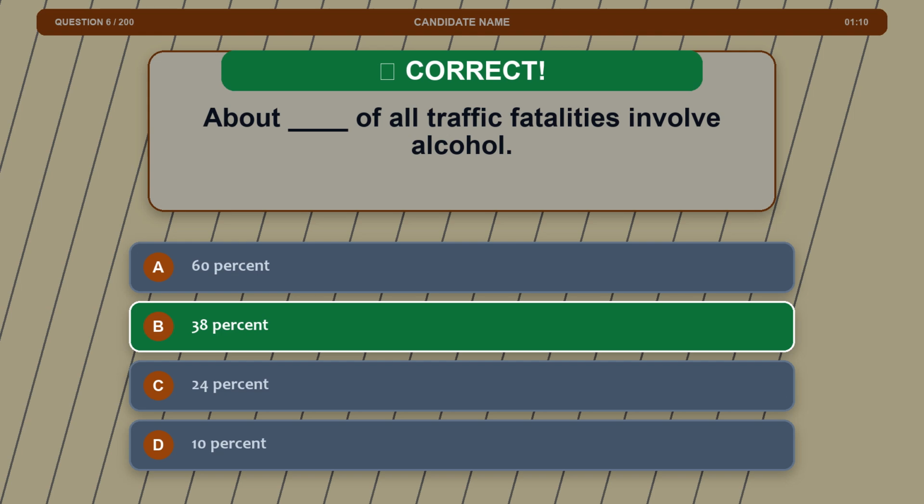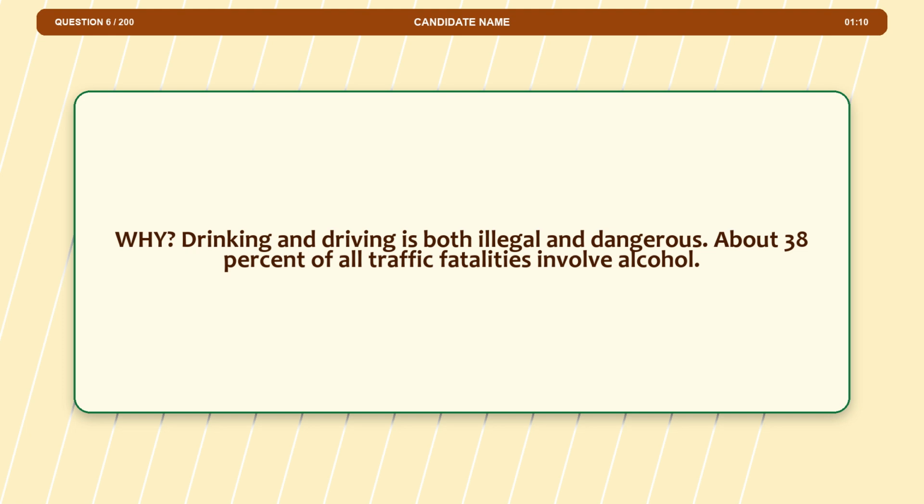The correct answer is option B. 38%. Explanation. Drinking and driving is both illegal and dangerous. About 38% of all traffic fatalities involve alcohol.